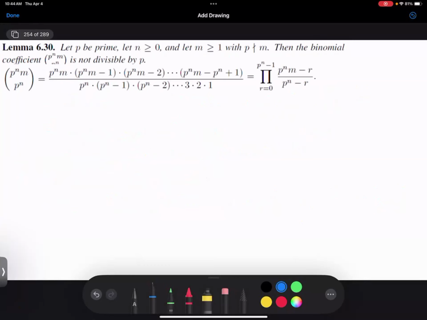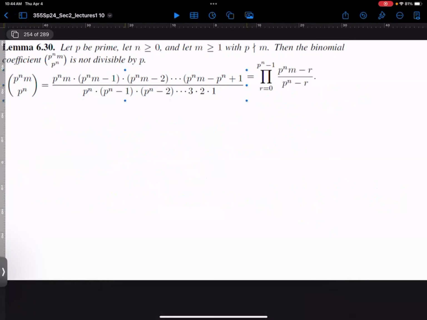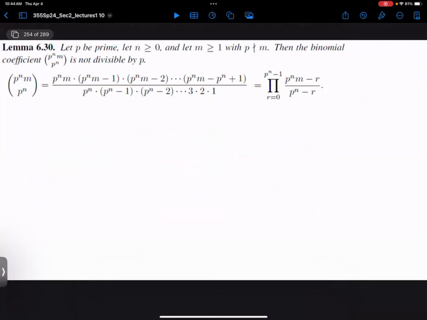Okay, so before we get to the last part of today's lecture, I need an identity. Somehow it slides things around sometimes when it moves from my computer to the iPad. So let P be a prime, n greater than or equal to 0, and choose some number m greater than 1, which is relatively prime to P. Then the binomial coefficient p to the n m, choose p to the n, is not divisible by P.